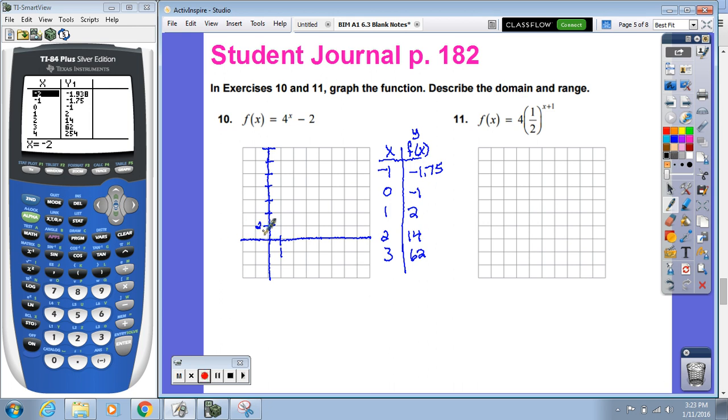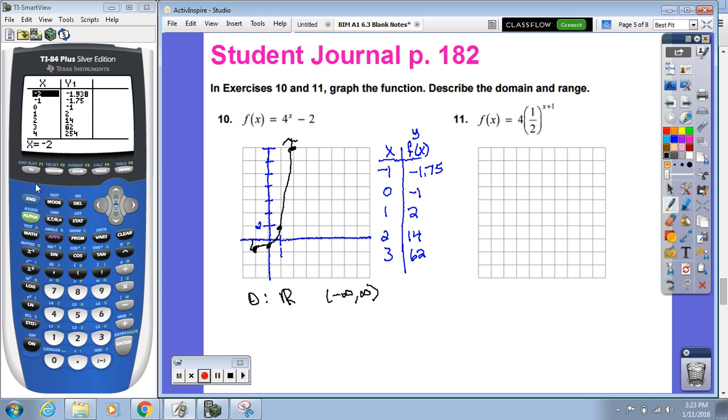So -1, -1.75. Keep in mind that's going by 2's, so it'll be right there. 0, -1 will be right here. Over 1 up 2 would be there. And then 2, 14 would be all the way up here. So that's going to be a very sharp graph. So it wants us to describe the domain and the range. Once again, the domain is going to be all real numbers or from -infinity to +infinity.